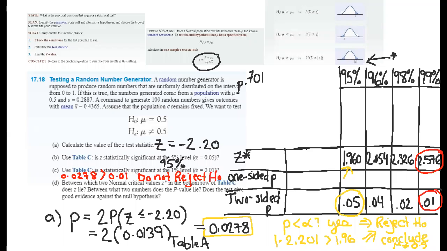All right. For part D, between which two normal critical values z star in the bottom row of table C does z lie? Between what two numbers does the p-value lie? Does the test give good evidence against the null hypothesis? So I do want to keep track of P. So up by my z, I'm going to also write what P is. P is 0.0278.